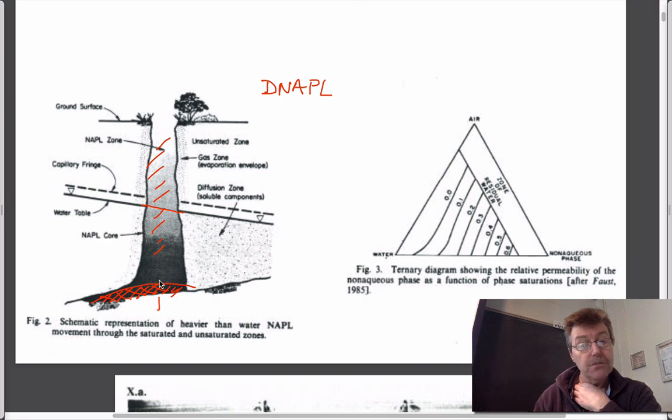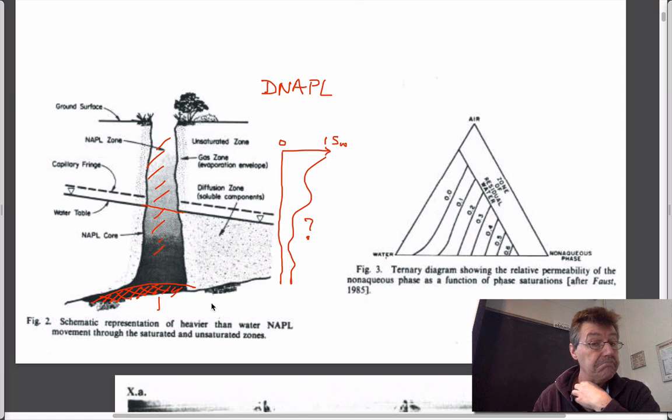So again, the question would be, for instance, if you wanted to plot saturations as a function of depth, maybe saturations of water between 0 and 100%, how do those change as we go down through this? And indeed, does it stop? How good a capillary barrier does this have to be before it will actually stop it?